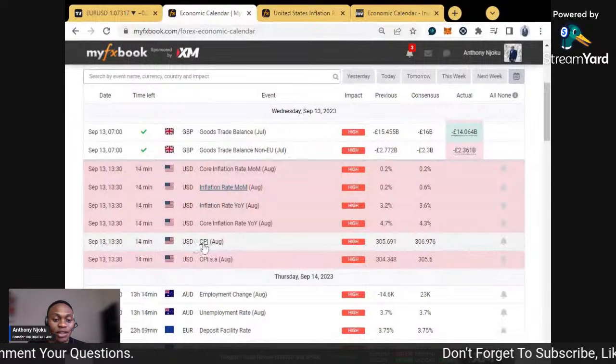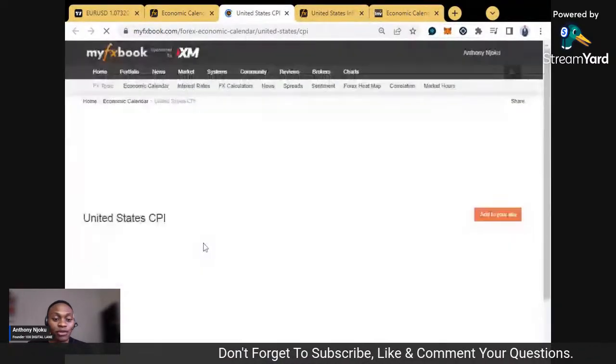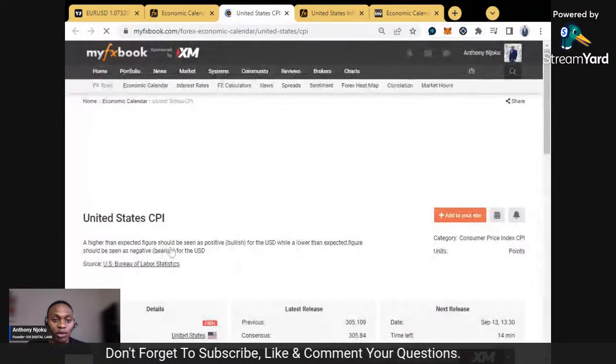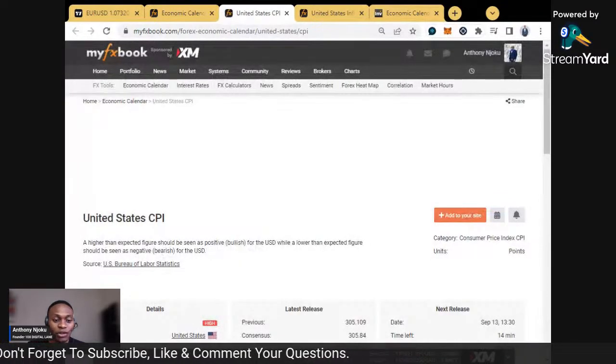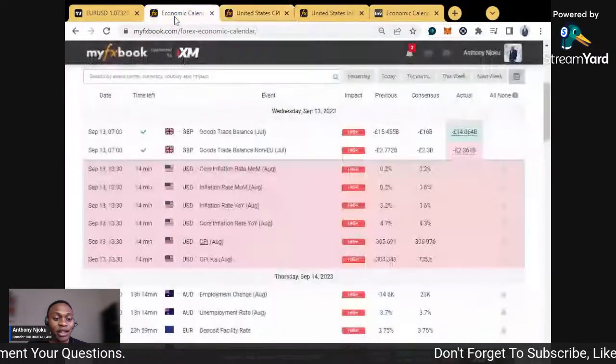CPI is short form of inflation rate. CPI for the dollar: a higher than expected figure should be seen as positive, bullish for the dollar, while a lower than expected figure should be seen as negative, bearish for the dollar. So let me show you something.